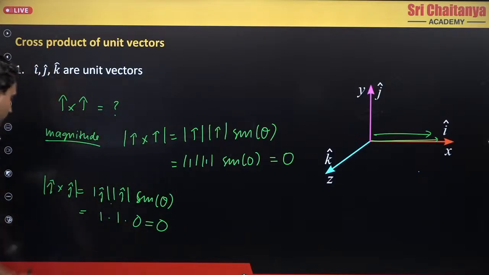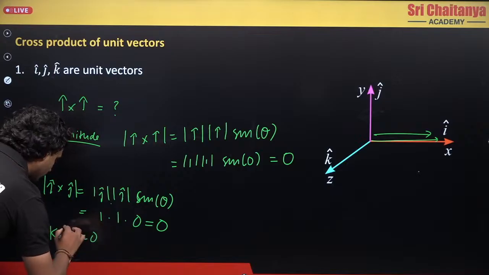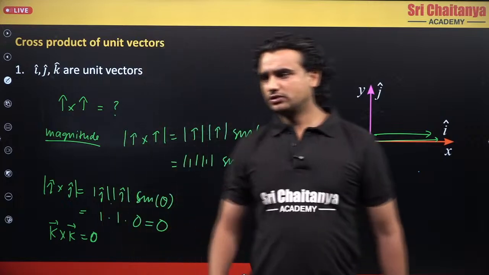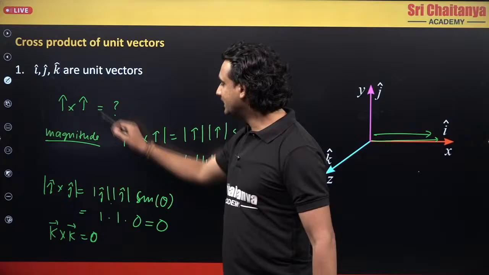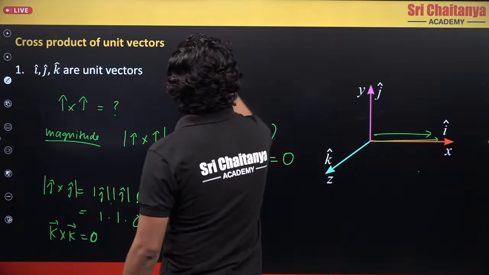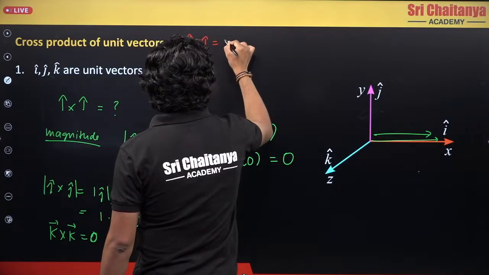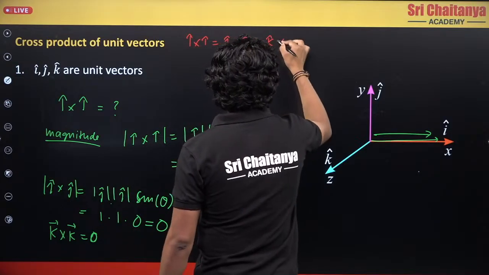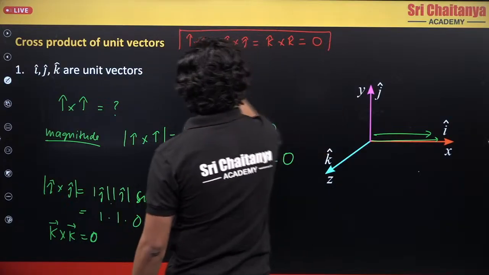Okay, similarly k cross k will also be equal to 0. Correct? So in the dot product it was opposite, no? In the dot product what do we see? That i dot i is 1, j dot j is 1 and k dot k is 1. But here it is opposite. So let's write it here that i cross i is equal to j cross j is equal to k cross k is equal to 0.